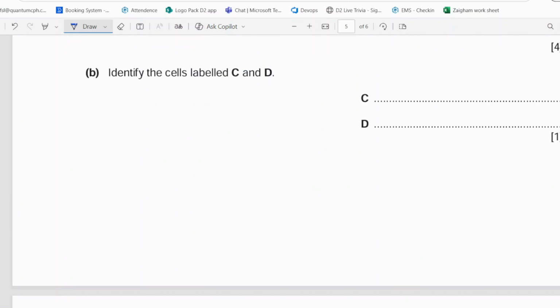So we discussed already what is C and D. C is the white blood cell and D is the red blood cell.